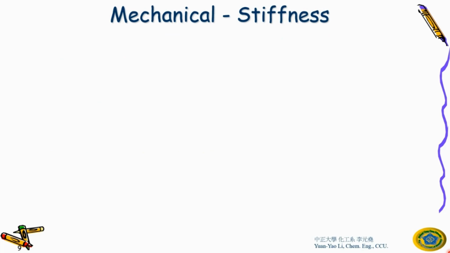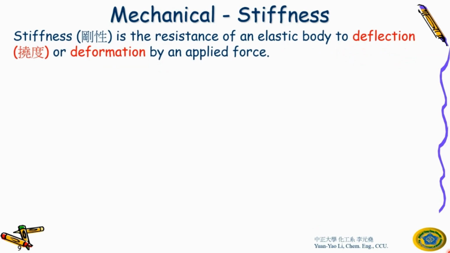So let's discuss the properties one by one from now. Okay, the first one, mechanical stiffness. What's stiffness? Stiffness is the resistance of an elastic body to deflection or deformation by an applied force. Again, once you have external force applied to this material, the material will have some response. In this case, you give force, and the response is stiffness. The definition of stiffness is deflection or deformation.